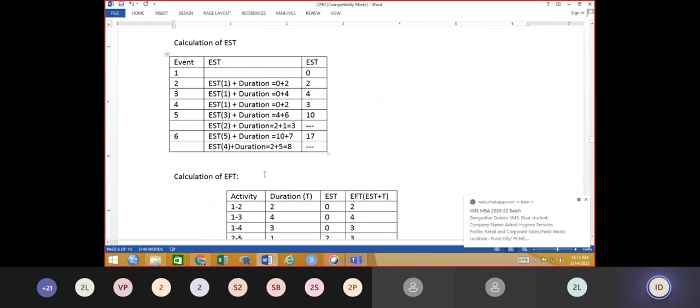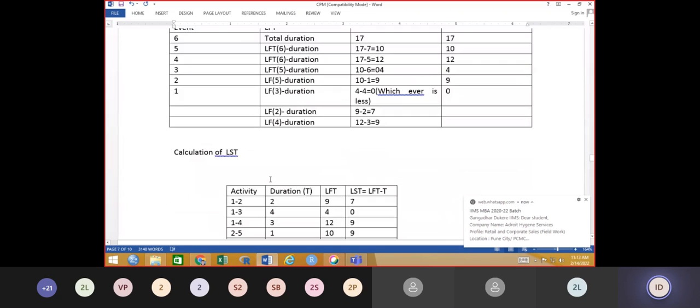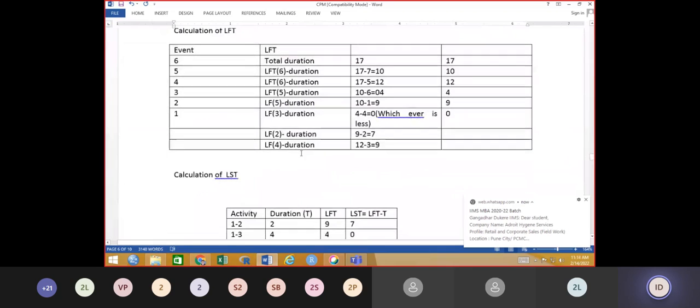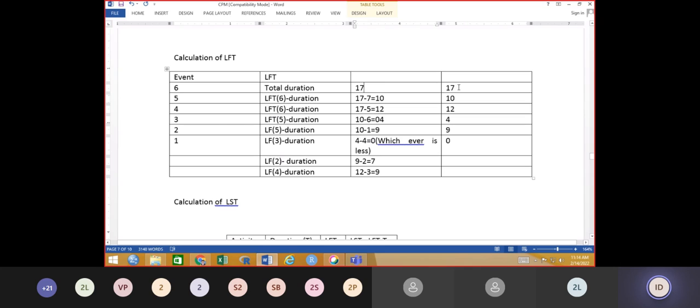Now the same thing I will put into the formula, the calculation of LFT. I have written events 6, 5, 4, 3, 2, 1. There are 6 events, and I have written them in decreasing order. So for the sixth event, the LFT is the total duration, 17. So it is 17 LFT.